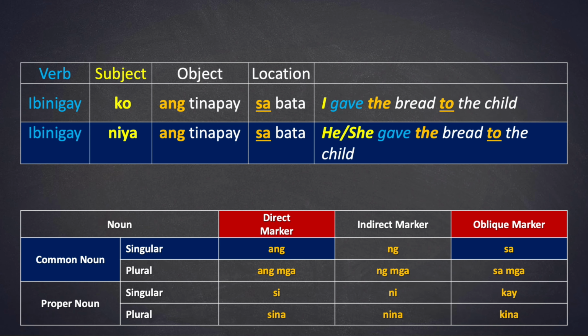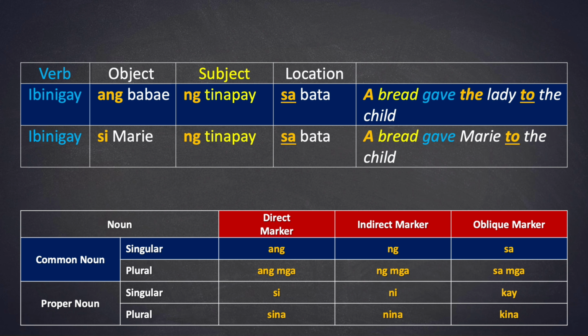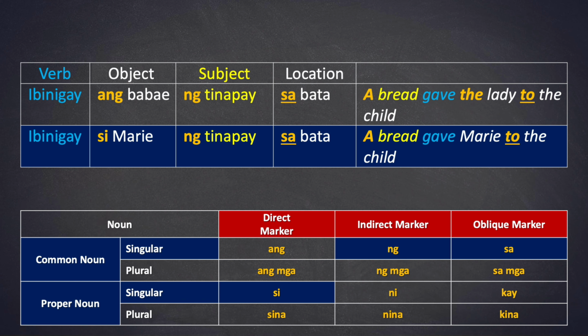You can modify them to ibinigay ang babae ng tinapay sa bata. A bread gave the lady to the child. Or ibinigay si Marie ng tinapay sa bata. A bread gave Marie to the child, which still doesn't make any sense.